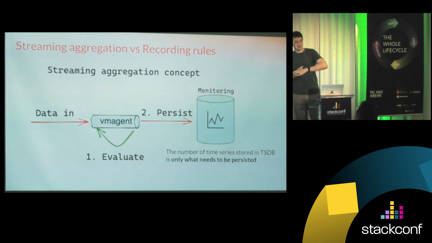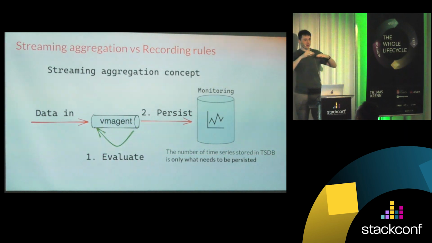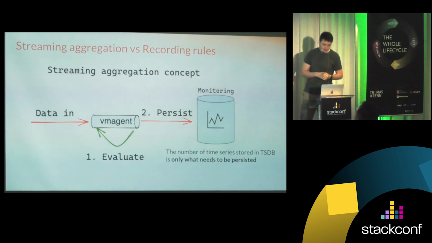Well, we can do this pre-aggregation before data gets into the database. And our metrics collector called VM Agent has this streaming aggregation feature, which allows us to pre-calculate, pre-aggregate data before data gets ingested into the monitoring system. So how does it look?